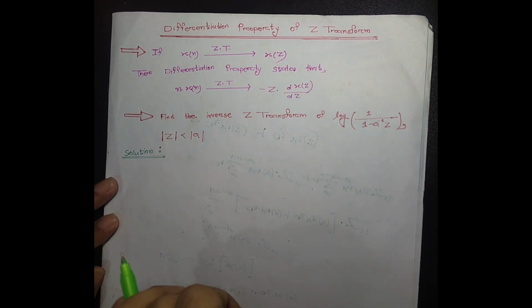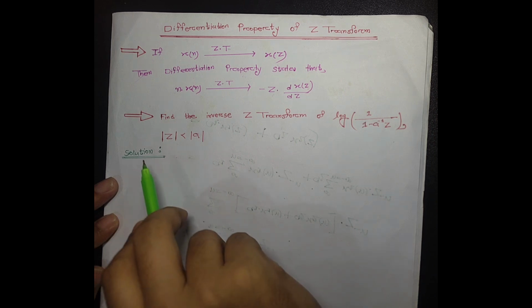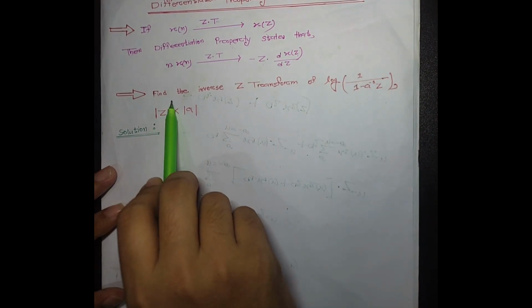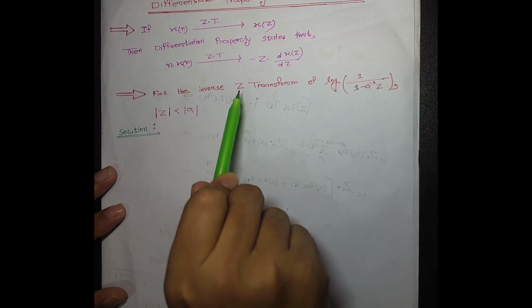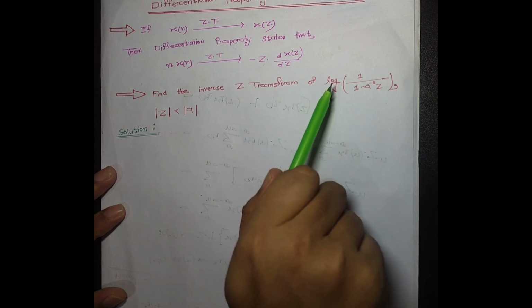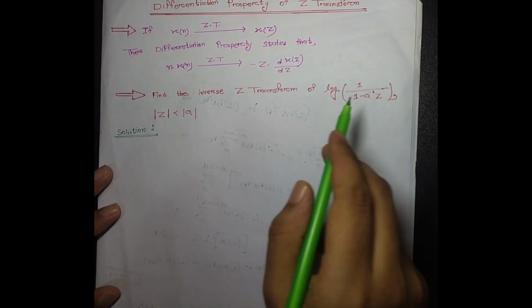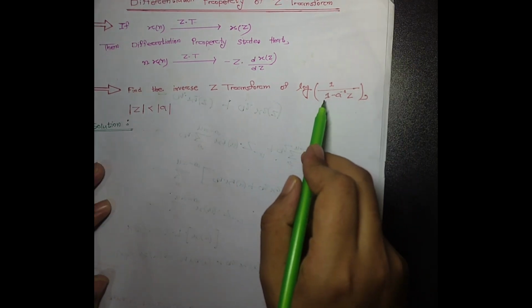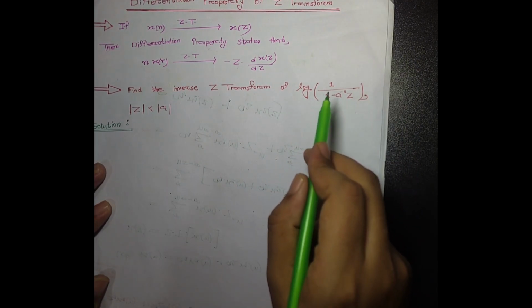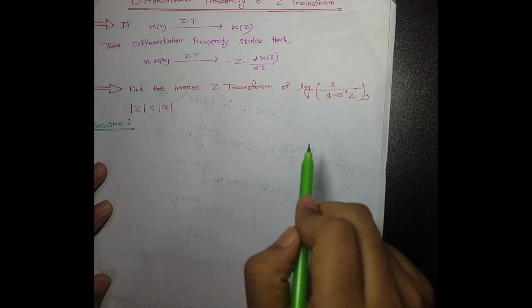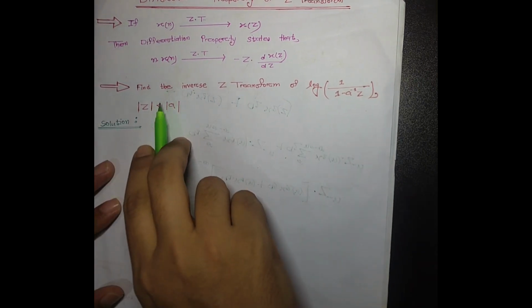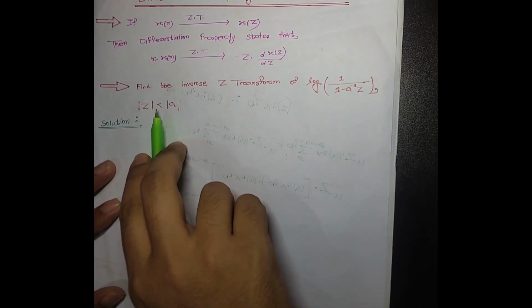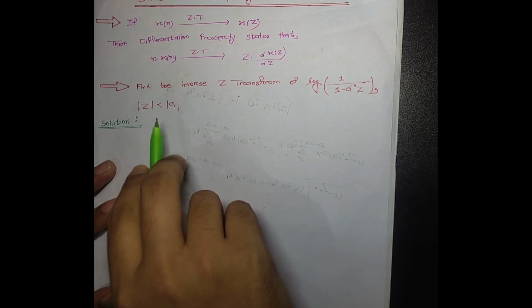Let us solve a problem. Find the inverse Z transform of log of 1 by 1 minus A inverse into Z, where modulus of Z is less than modulus of A.